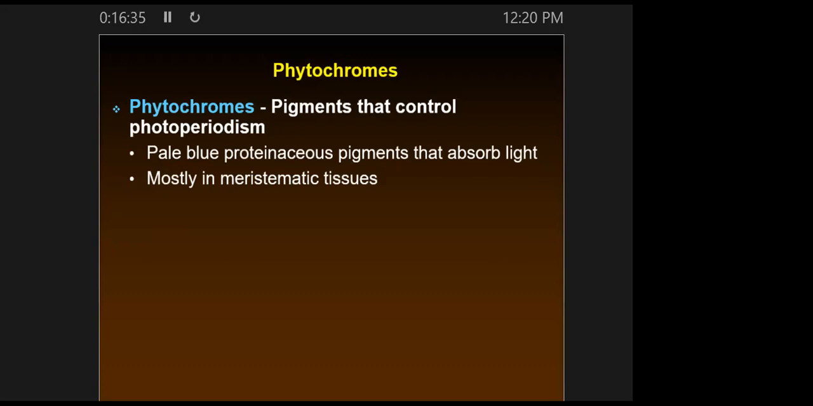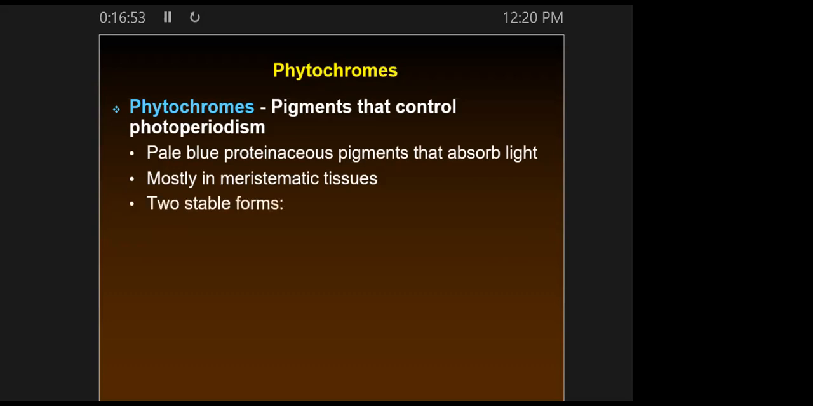There's some debate. They think that there are other regions of the body besides meristematic tissues, like the shoot apex and the axillary buds. But there's still a lot to learn about the phytochromes, though they have nailed this down.